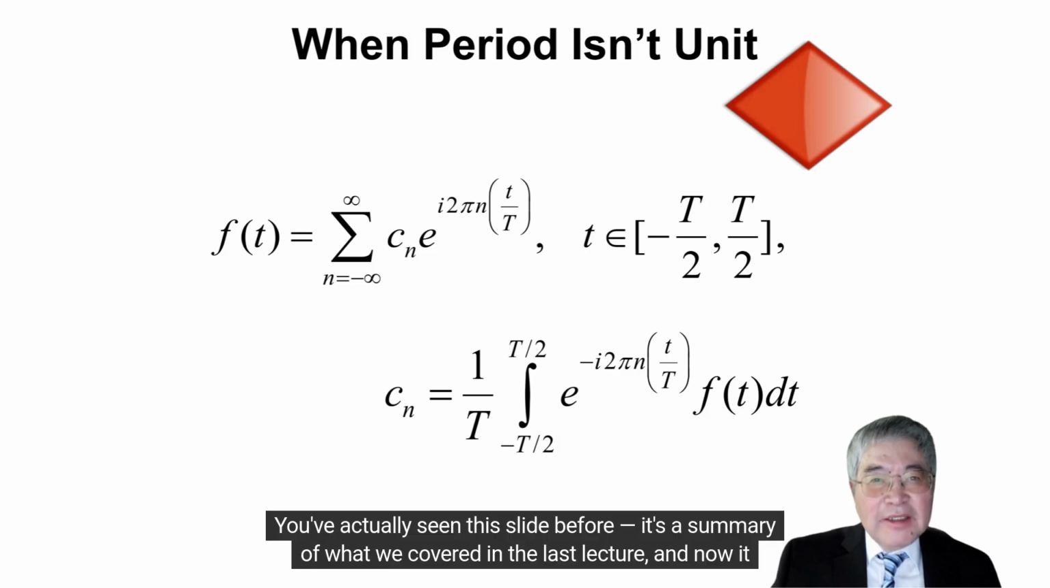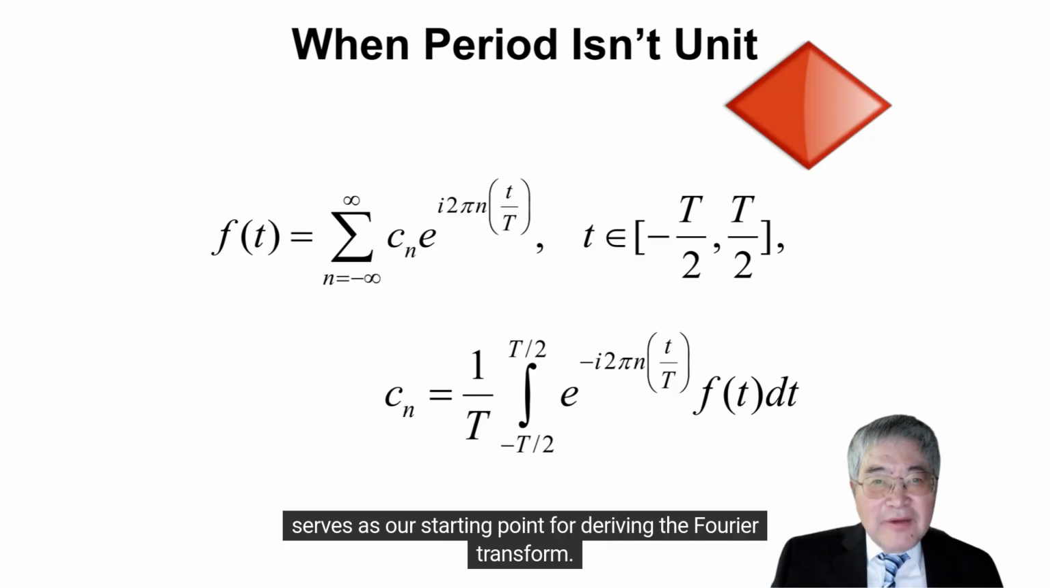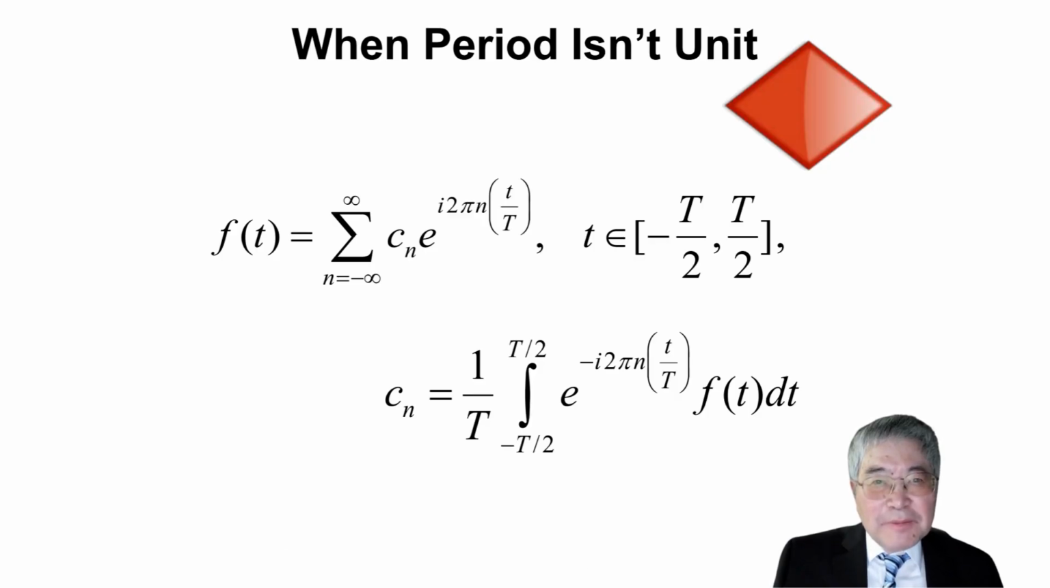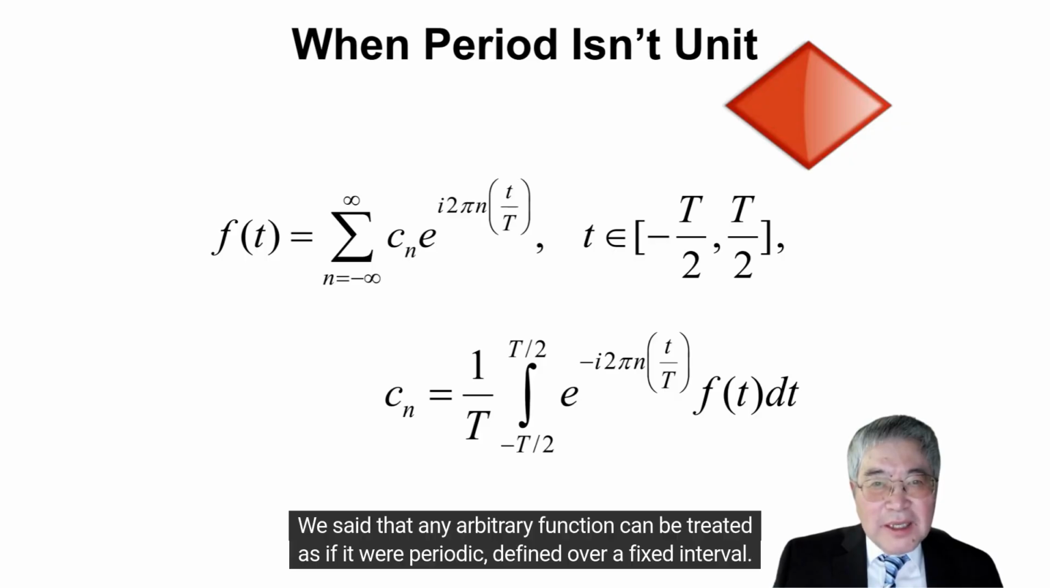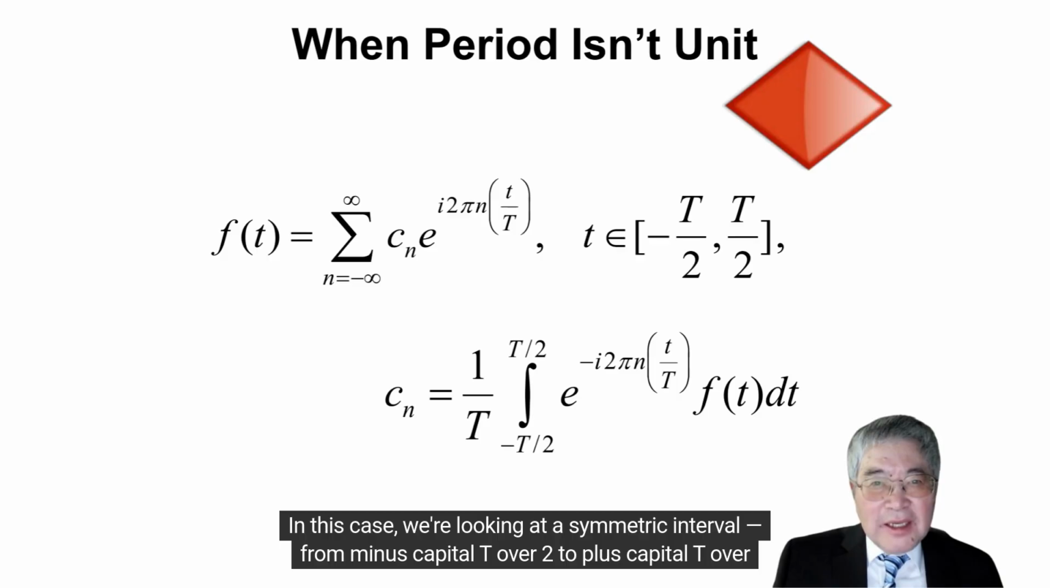You've actually seen this slide before. It's a summary of what we covered in the last lecture, and now it serves as our starting point for deriving the Fourier transform. Let's quickly revisit the main idea. We said that any arbitrary function can be treated as if it were periodic, defined over a fixed interval. In this case, we're looking at a symmetric interval from minus capital T over 2 to plus capital T over 2.